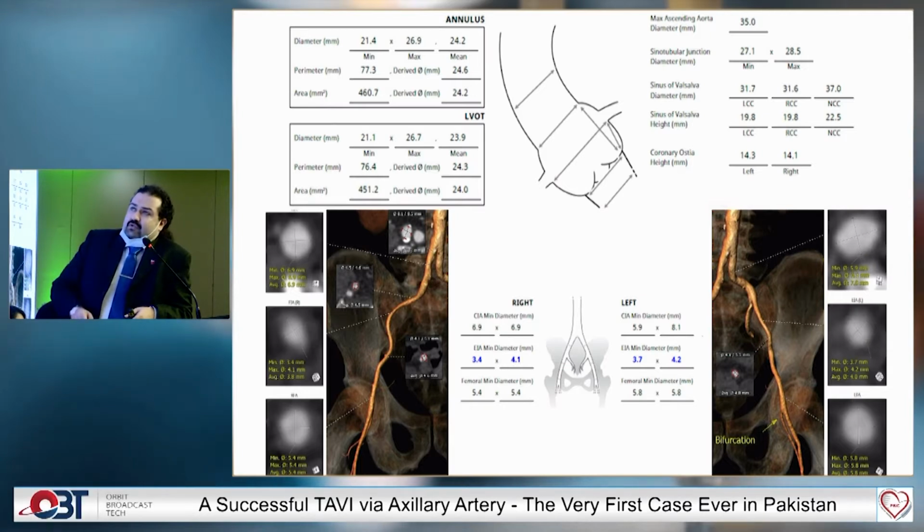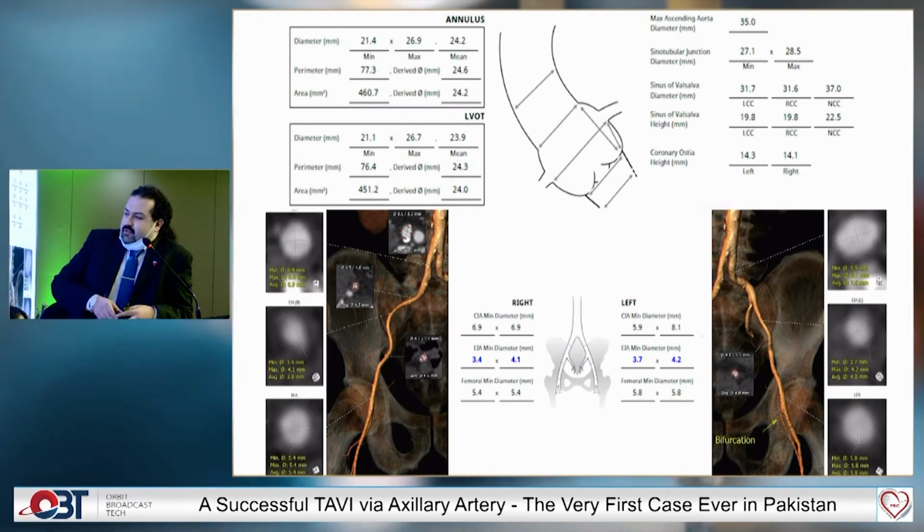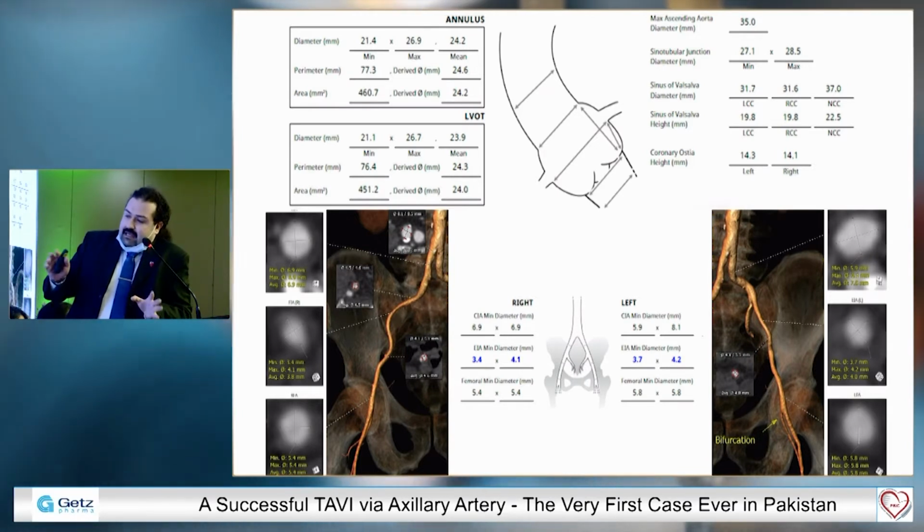The annulus size is around 24. If we look at the sinus of Valsalva size, the height of the coronaries, and everything, it seems to be very much adequate and promising, but we were very much disappointed when we saw the size of his femoral artery. I'll just show you what we see. The right and the left femoral arteries are down in the screen at both corners. So his femoral arteries are both less than 6, around 5.8.